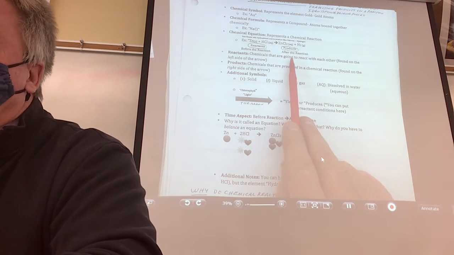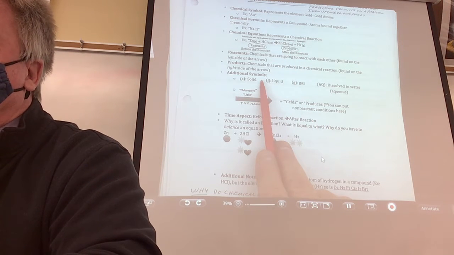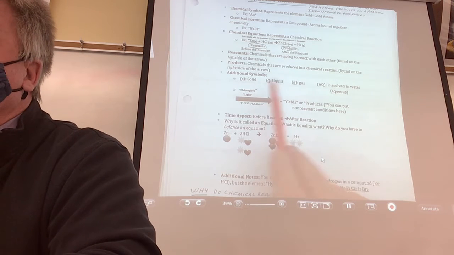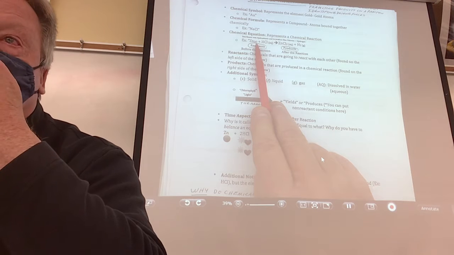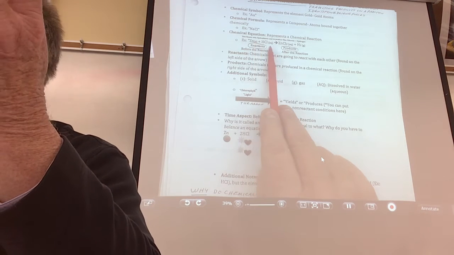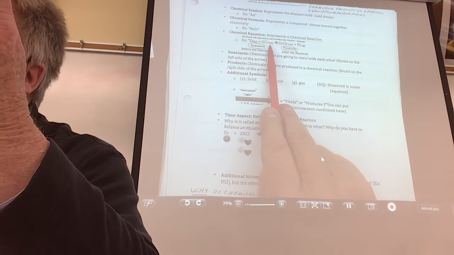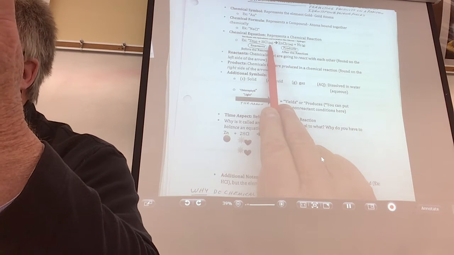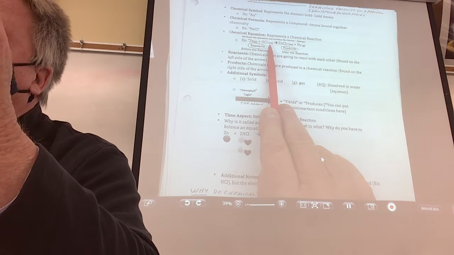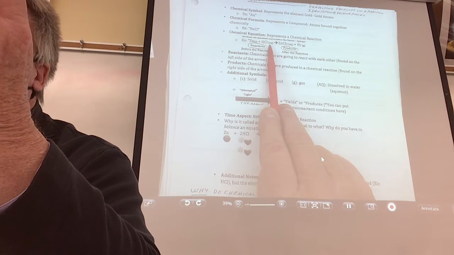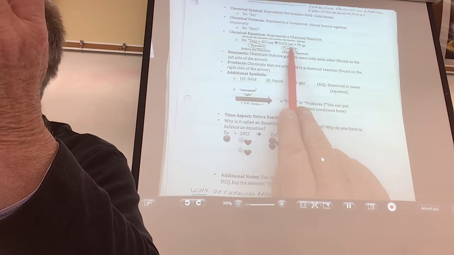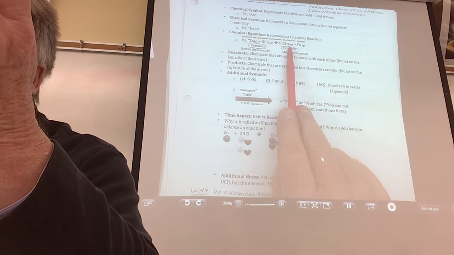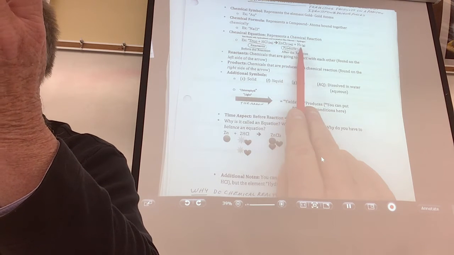And then there are some additional symbols that people like to use. I'll make you use them sometimes. Notice that the s after this means it's going to be solid. So you're going to take solid zinc and react it with hydrochloric acid, and all acids and bases are solutions. aq is a word that means dissolved in water. Aqueous means dissolved in water. And then look at this right here. It's dissolved in water. And this is a gas.